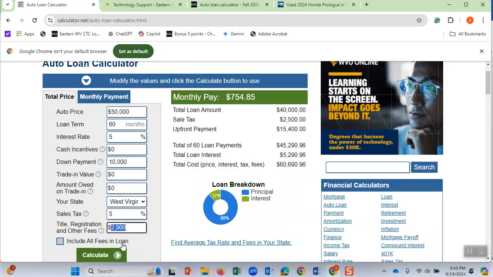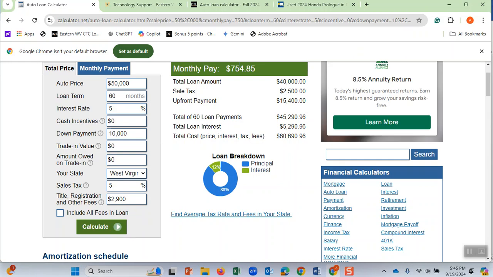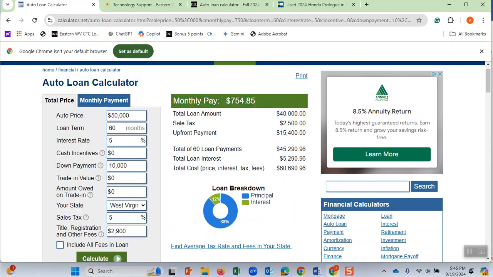Therefore, I click calculate to find out how much my monthly payment is. Remember that the car is $50,000. I am putting $10,000 down. The meaning is that I am borrowing $40,000, and I click calculate here. When I click calculate, if you look at here, this is my monthly payment, $745.85. That is how much I have to pay every month, assuming that the interest rate is 5% and assuming it's a 5-year loan.